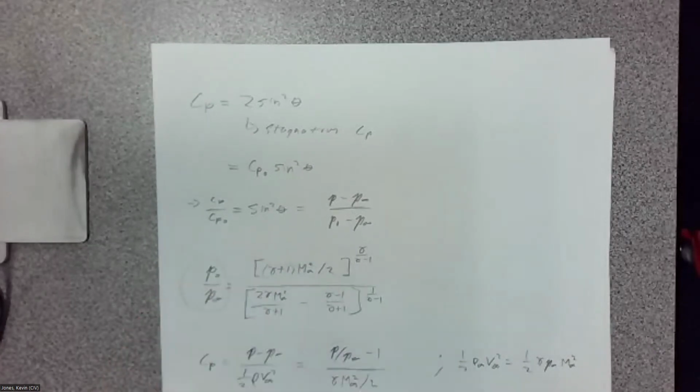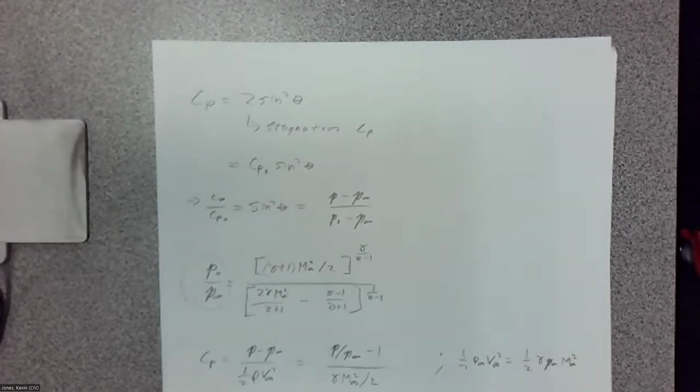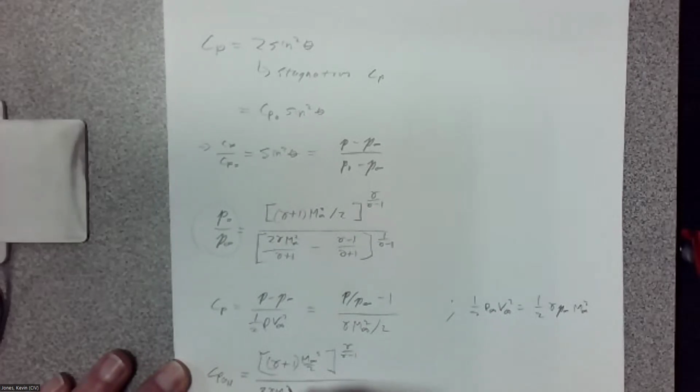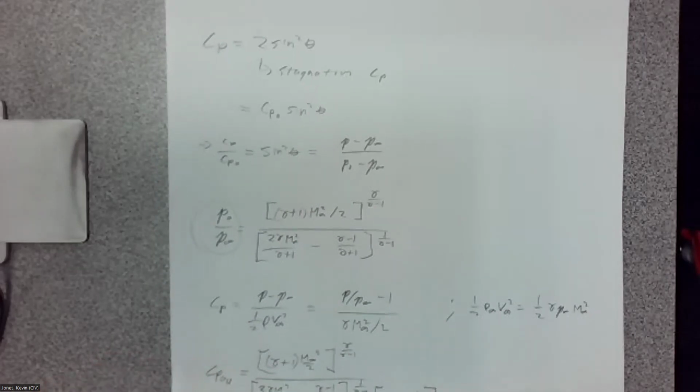And now let's apply this at the stagnation point. So we have Cp naught n is going to be gamma plus 1 M infinity squared over 2 to the gamma over gamma minus 1, over 2 gamma M infinity squared over gamma plus 1 minus gamma minus 1 over gamma plus 1, to the 1 over gamma minus 1, times this stuff, over gamma M infinity squared over 2. All right. So again, an ugly equation.